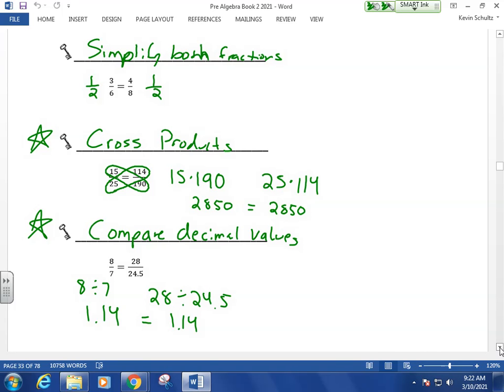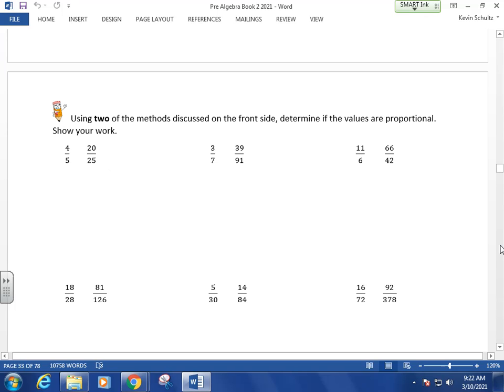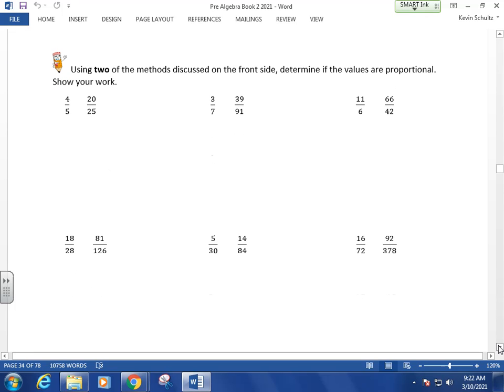Okay, so if you flip the page, you'll see you've got a bunch of fractions listed there. And the difference is, notice how on this page, I've got the equal sign. I'm telling you those fractions are equal. On the second page, I don't. On the second page, I'm just giving you 4/5 and 20/25. I'm not telling you whether they are equivalent fractions or not. You need to prove it. You need to decide. And you need to do so using 2 of the methods discussed on the front side, 2 of the 5.